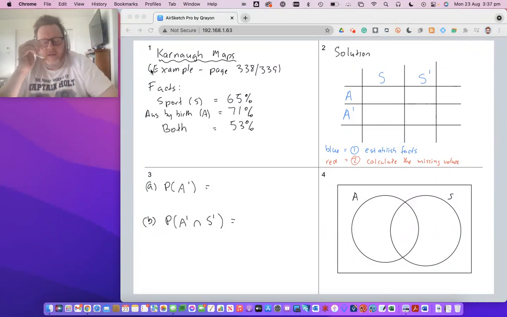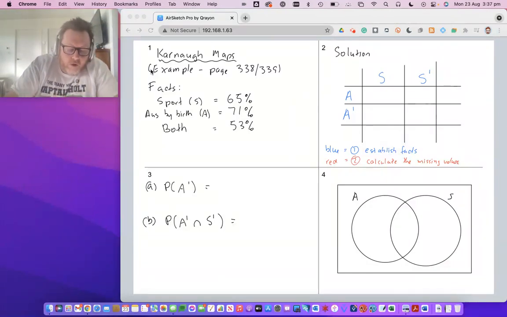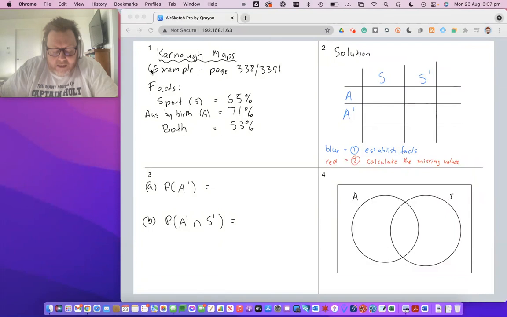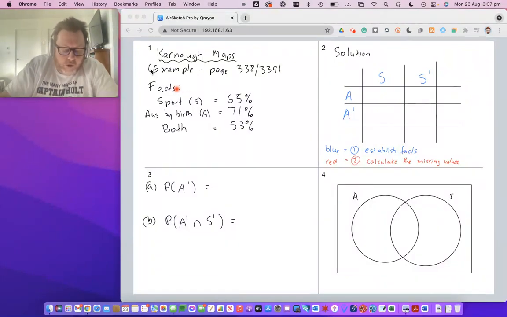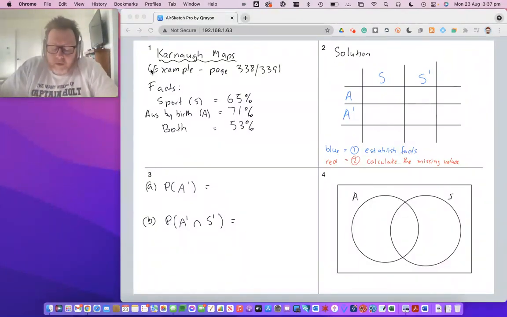So here we go. This is how we work out a Karnaugh map. You can see, first of all, that one of my sets of data, which we're calling sport, or S, is heads up each column here, S and S dash. Do you remember what the S dash stands for? It stands for the complement, so the not. So this is people who participate in sport, people who do not. People who are Australian by birth, people who are not form the rows. So one set of data becomes the columns and the other set of data becomes the rows.